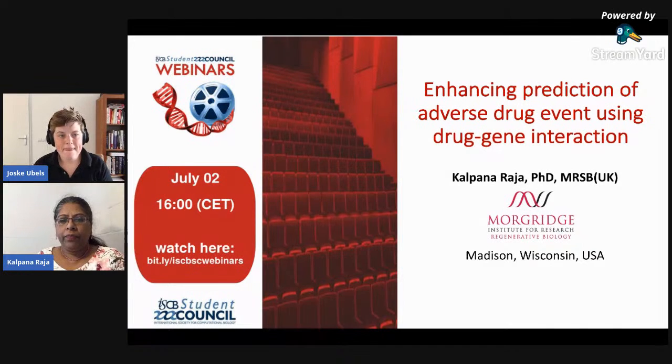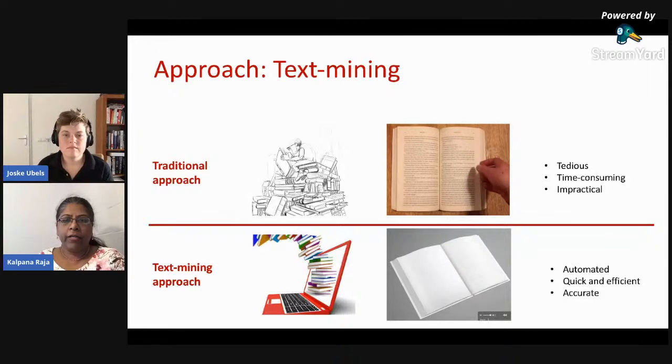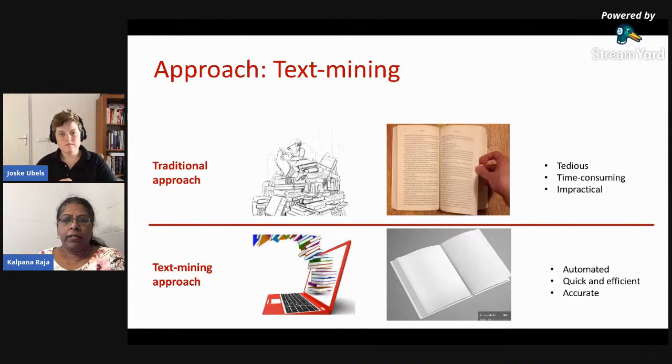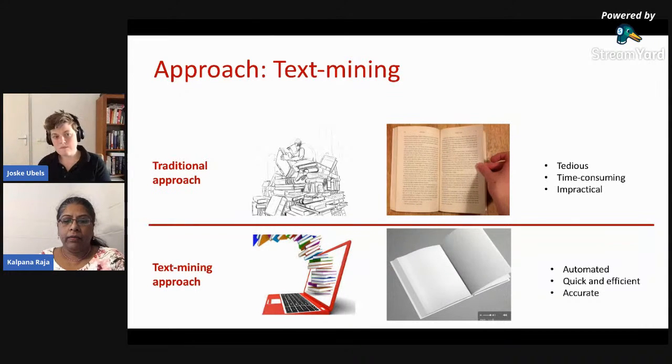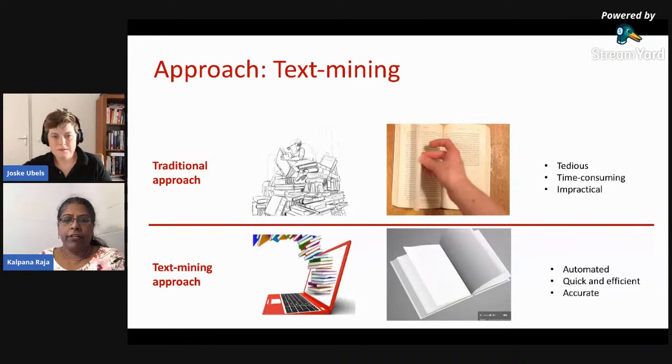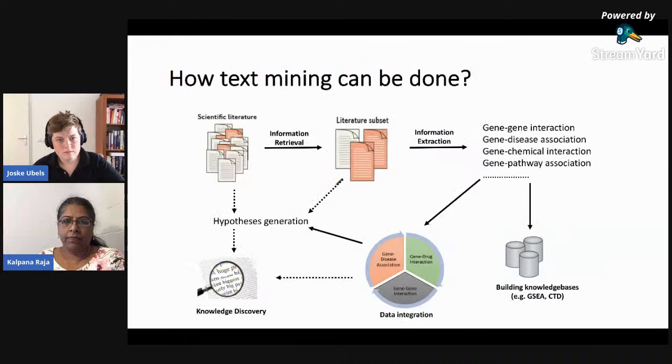Hello, everyone. Thank you for giving me an opportunity to share my knowledge today. I'm going to talk about enhancing predictions of adverse drug events using drug-gene interaction. The approach used is text mining. As a traditional approach, we need to read article after article to get all the information. This is tedious, time-consuming, and actually impractical. Text mining, on the other hand, is an automated approach. It's quick and efficient and accurate. In our experience, we see that it can read 30 million articles in a few minutes.